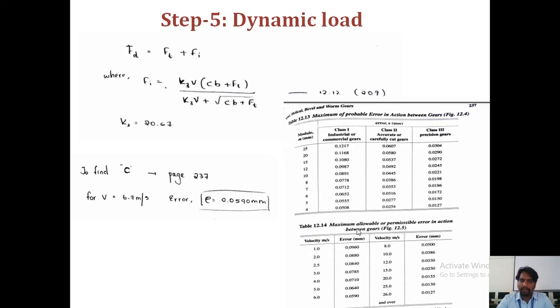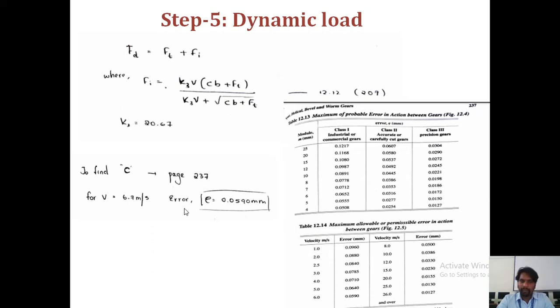But in our problem this data is not given, so we are not supposed to use it. So we need to go for 12.14. We need to use 12.13 data only when the case is given, whether they gave class 3, class 2 accurate, or class 1. If they give it, you need to use it, or else we go for 12.14.